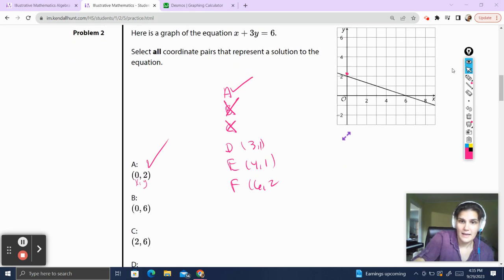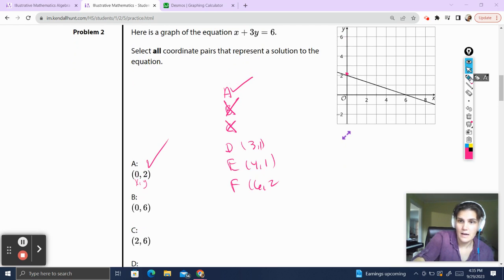All right, so we have D is equal to 3, 1. So 1, 2, 3, up 1. Yep, it's on our graph. D is good to go. E is equal to 4, 1. 1, 2, 3, 4. Then up 1. It is not on our graph. It's not good to go.